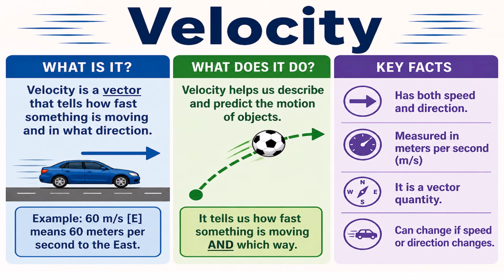These are some of the key facts about velocity. It has both speed and direction. It is measured in meters per second, meaning m/s. It is a vector quantity, and it can change if speed or direction changes. So it is measured in meters per second, which is m/s.